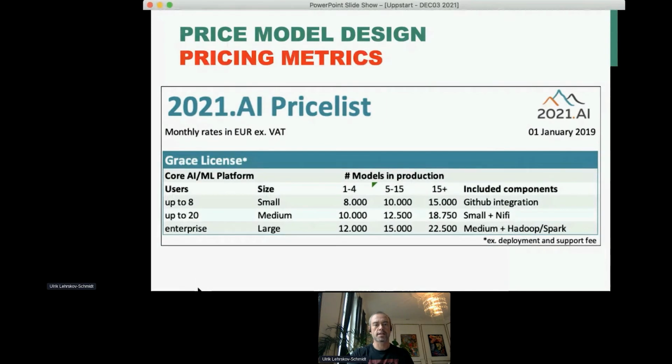And then on the vertical axis, they have users. So if you have 8 users and 10 models, you pay in this matrix 10,000 euros per month for the Grace license platform. All right, perfect.